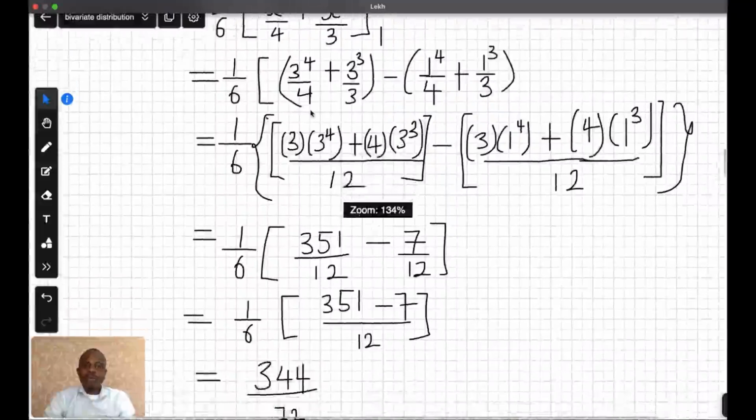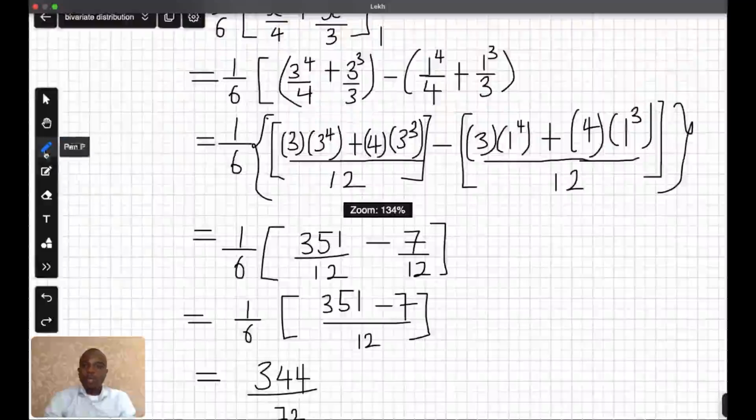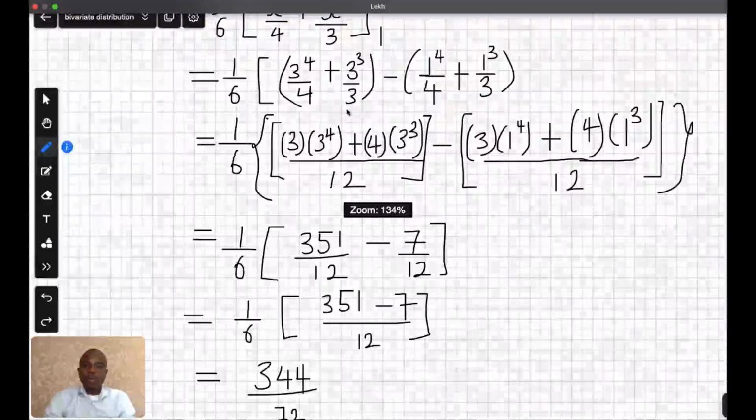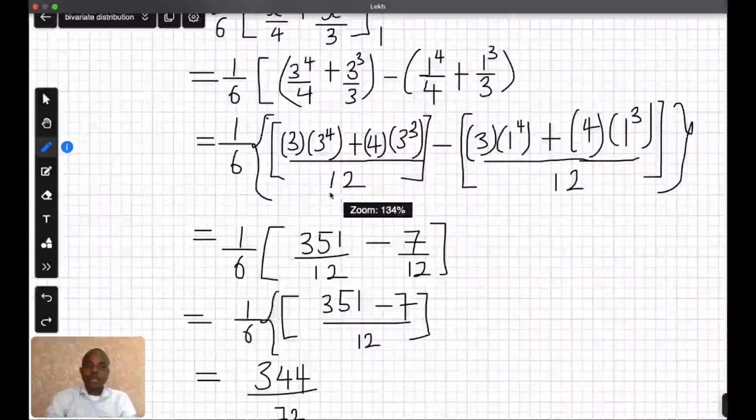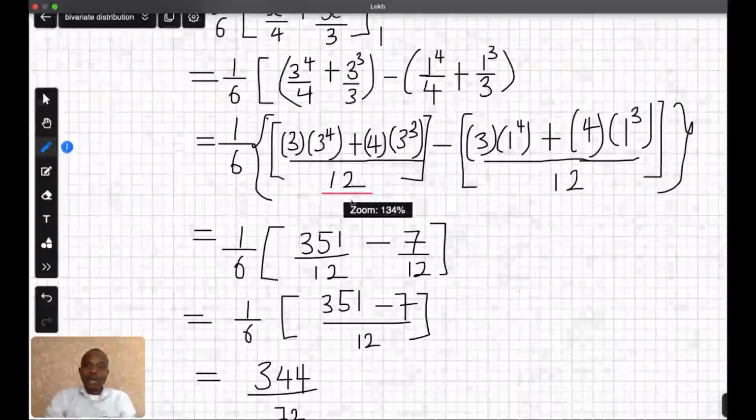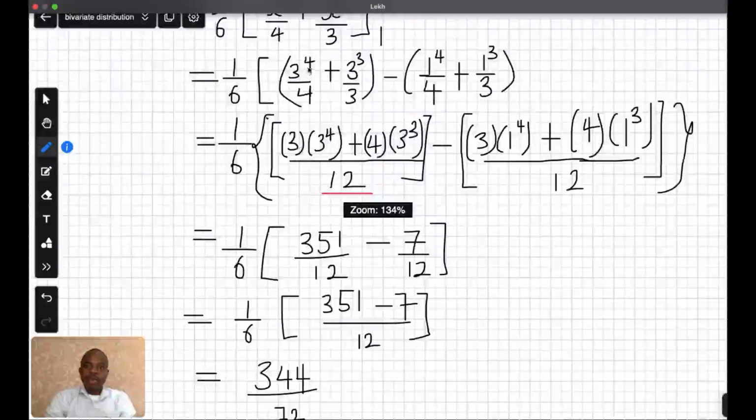Now looking at 12 as the denominator here, I mean the LCM for this, by making it the denominator, you can divide 12 by 4, you get 3 multiplied by 3 raised to the power of 4. Then 12 divided by 3, you get 4.